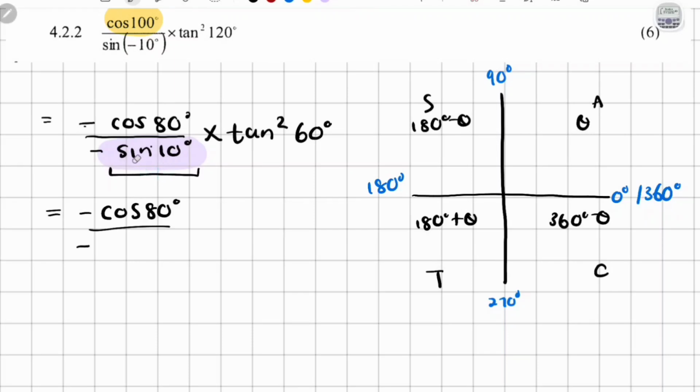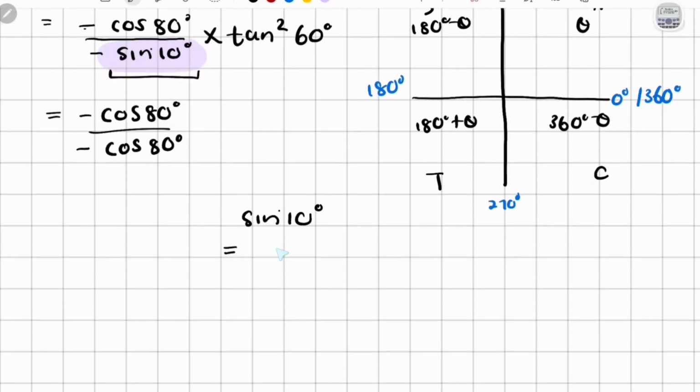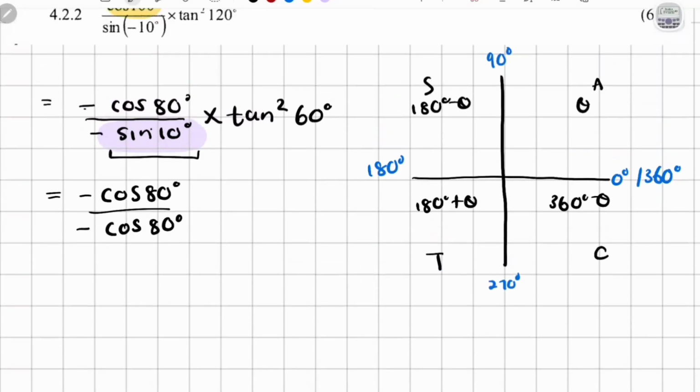So the cofunction of sine of 10 degrees would be cos of 80 degrees, because 80 plus 10 is 90. You can also change it like this instead: sine of 90 degrees minus what gives me 10 degrees, and that's 80. Then you can change that to cos of 80 degrees. That's another way of changing it. Then since we have negative cos 80 over negative cos 80, you know they will simplify to 1.